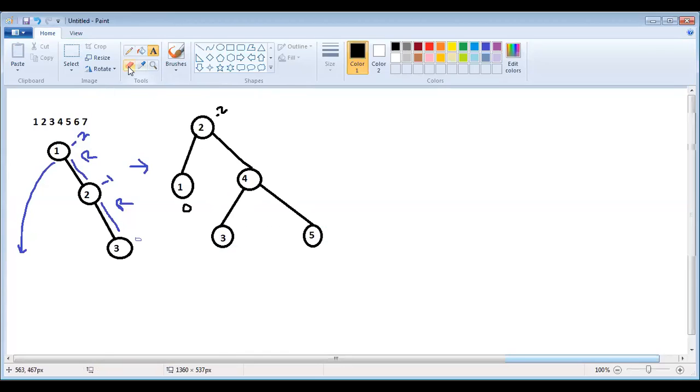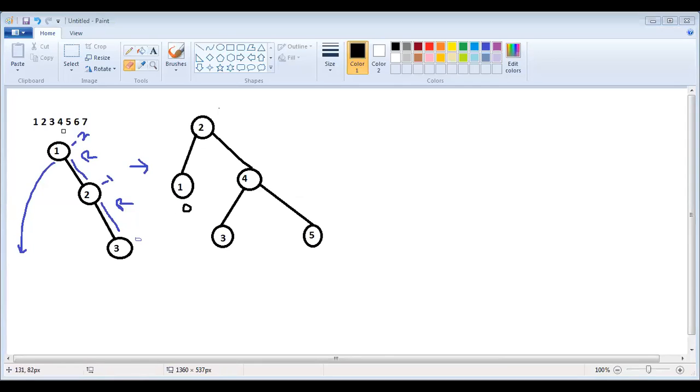Shall we check again the balancing factor? This is 0. For 5 also it is 0. What about 4? 0. And what about 1? 0. And what about 2? Minus 1. Okay, so no need of rotation again. So what is the next element we have to insert?